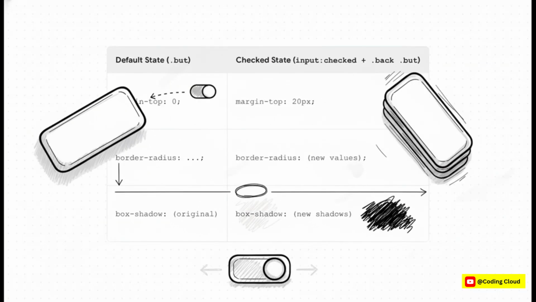When that hidden checkbox gets checked, our special selector kicks in and a few things happen all at once. The top margin pushes the button down, making it look like it's sinking into the casing. The border radius actually shifts a little bit, creating the illusion that it's tilting away from us. And most importantly, that entire stack of box shadows gets completely replaced with a new set, relighting the whole button to make it look like it's deeply pressed in and shadowed.